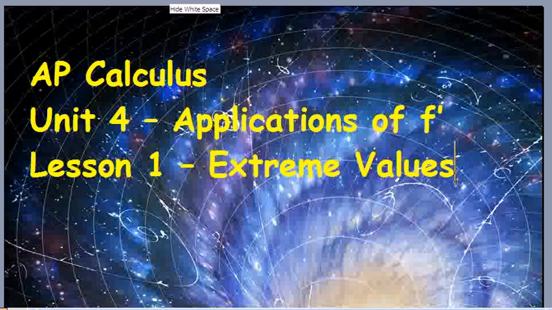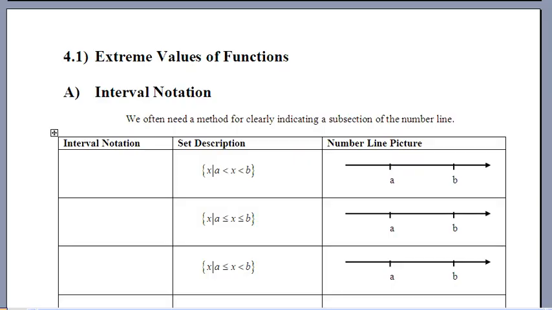This is the first lesson for Unit 4 for AP Calculus. This is the unit where we're going to look at how you can apply all the information you know about derivatives to various problems. And right off the start, we're going to be doing about 4 lessons, just looking at how you can use derivatives to help you draw a graph or interpret a graph.